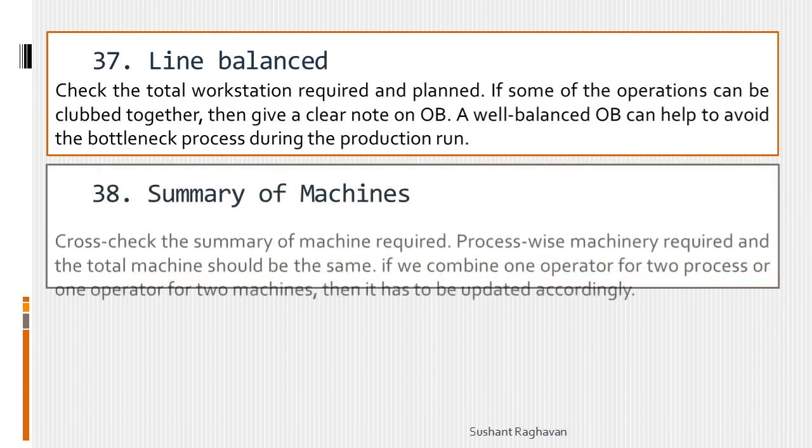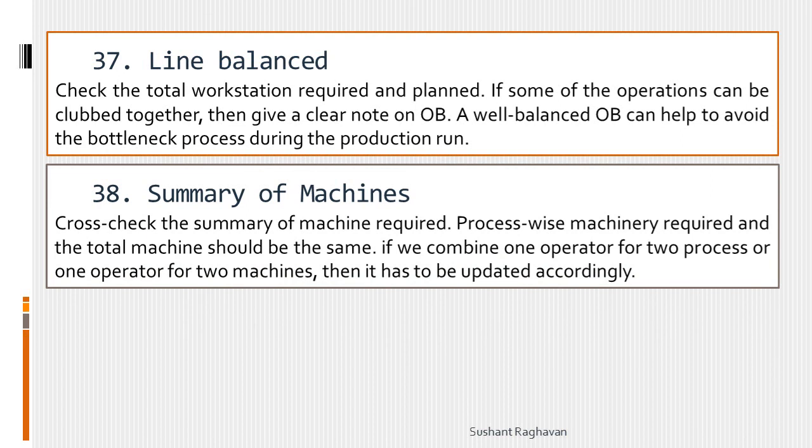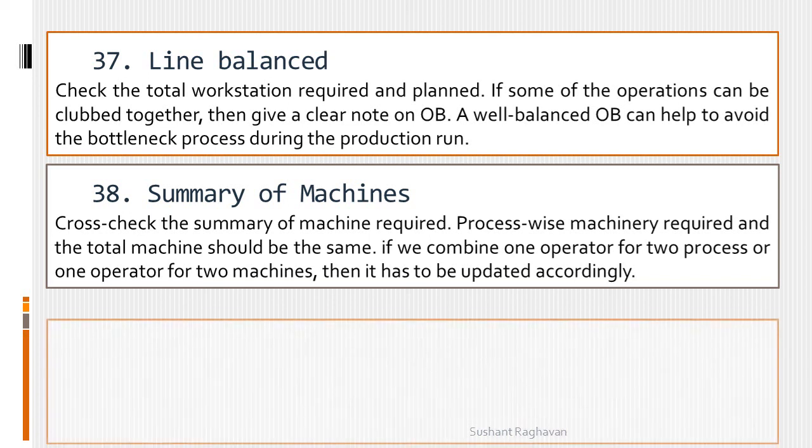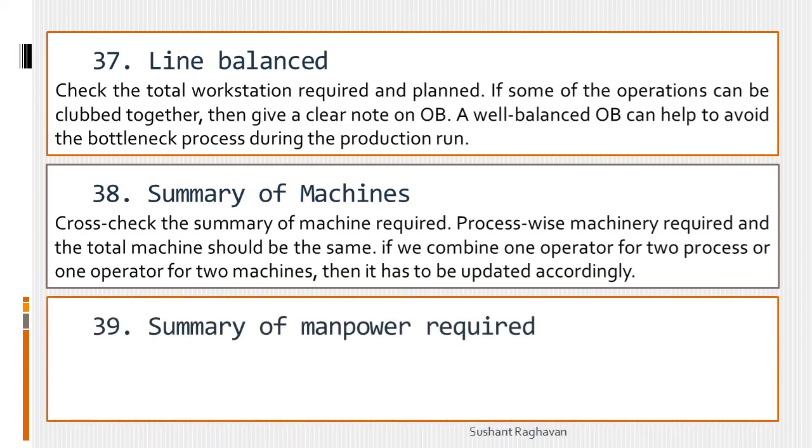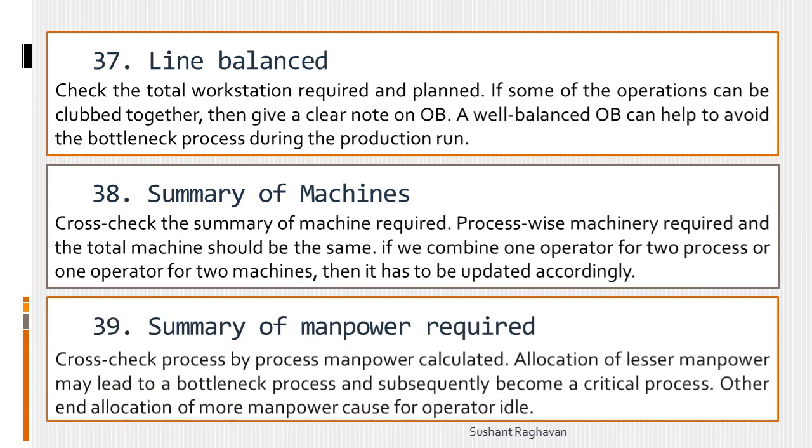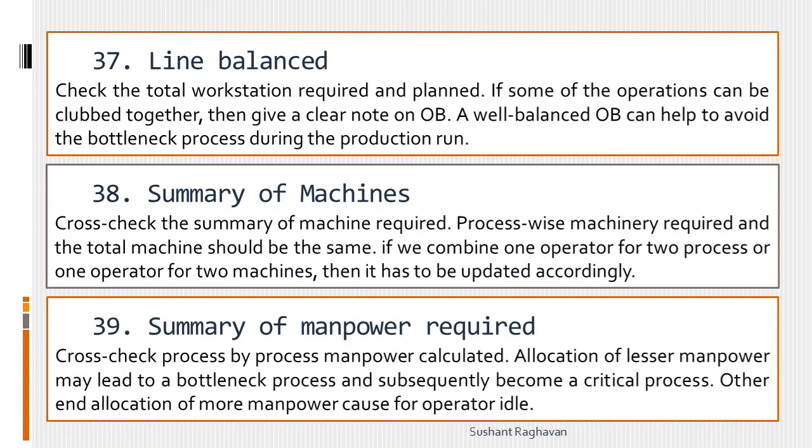Summary of machines. Cross-check the summary of machines required, process-wise machinery required, and the total machines should be the same. If we combine one operator for two processes or one operator for two machines, then it has to be updated accordingly. Summary of manpower required. Cross-check process by process manpower calculated. Allocation of lesser manpower may lead to a bottleneck process and subsequently become a critical process. On the other end, allocation of more manpower causes operator idle.